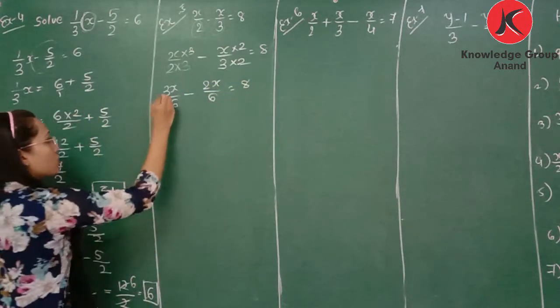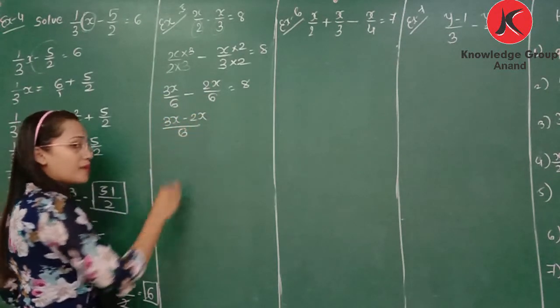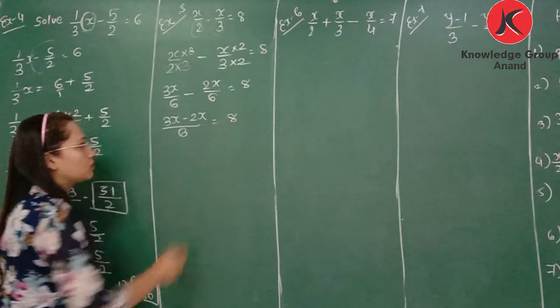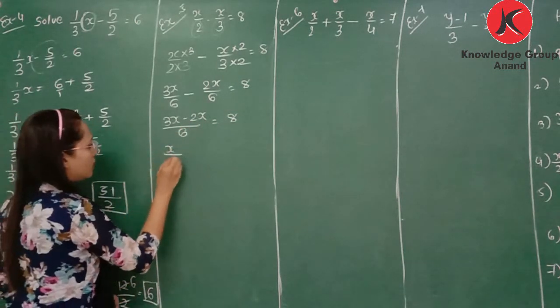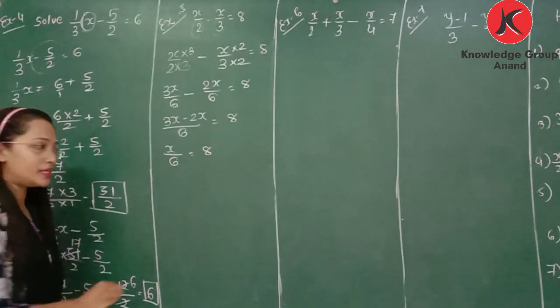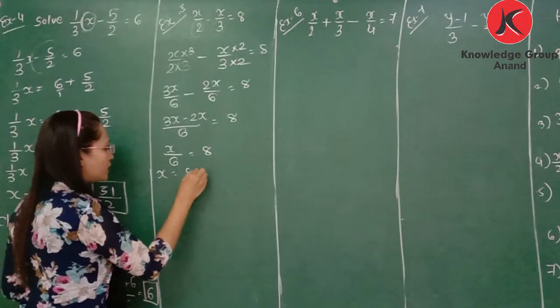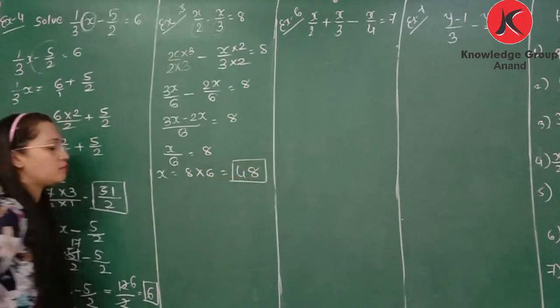So here 3x minus 2x divided by 6 is equal to 8. 3x minus 2x is x divided by 6. Now 6 in a divide becomes multiply. So x is equal to 8 multiply 6, that is 48. So value of variable is 48.